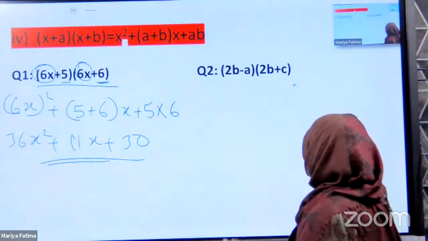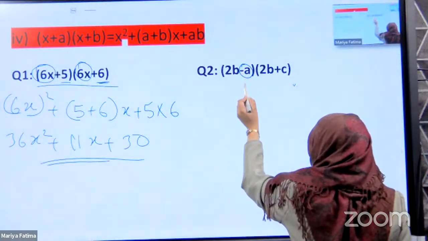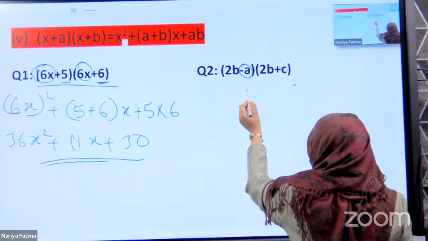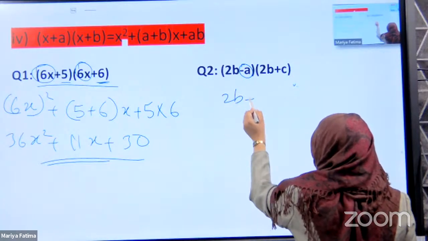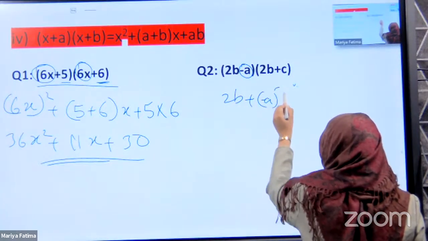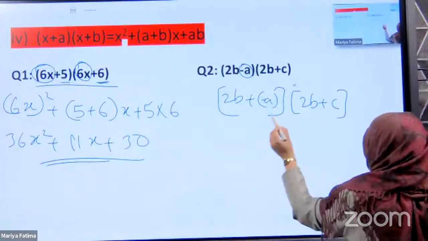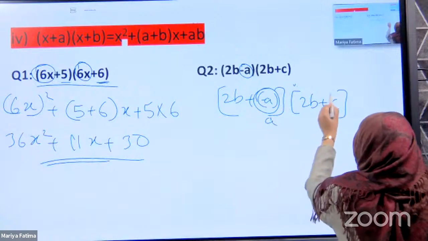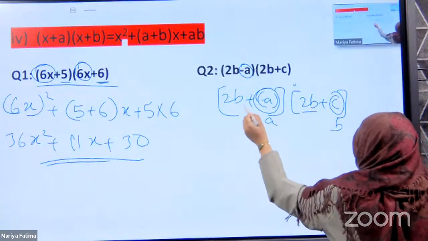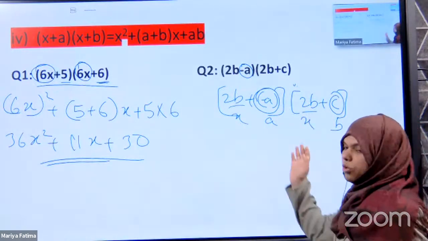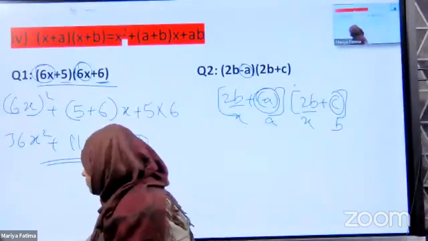Here also, you can take minus a as a value. You can write 2b plus minus a. Then 2b plus c. This is your a and this is your b part and this is your x and x. You can use this identity.